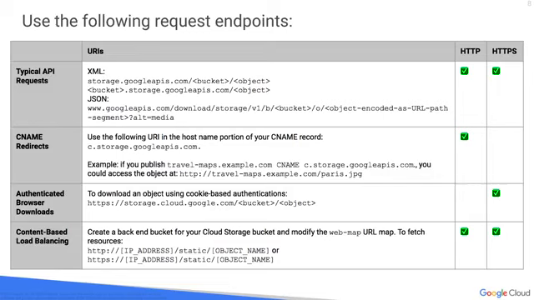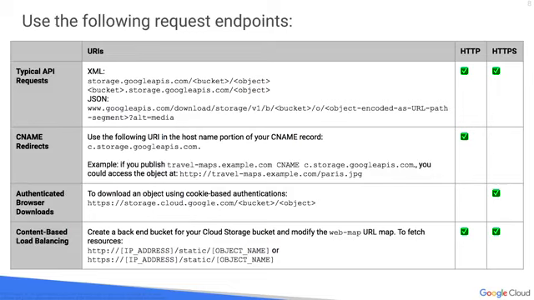You can also access resources using authenticated browser downloads, which let you download data through your browser if you are signed into your Google account and have been granted permission to read the data. Authenticated browser downloads use cookie-based Google account authentication in conjunction with Google account-based ACLs. To download an object using cookie-based authentication, you must use the following URI: https://storage.cloud.google.com/the bucket name/the object name.